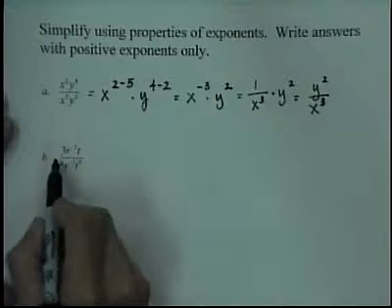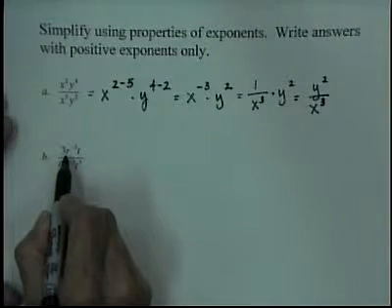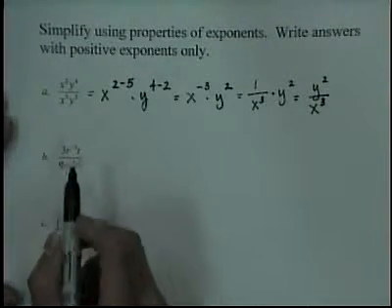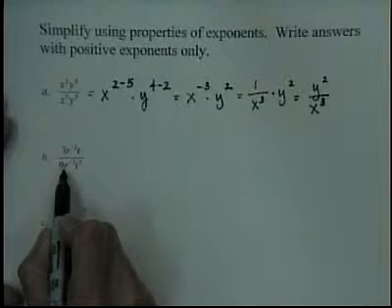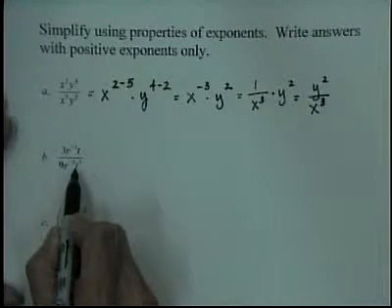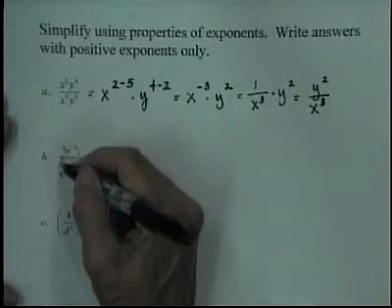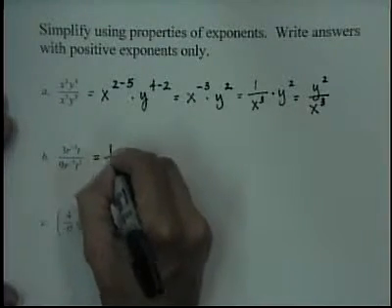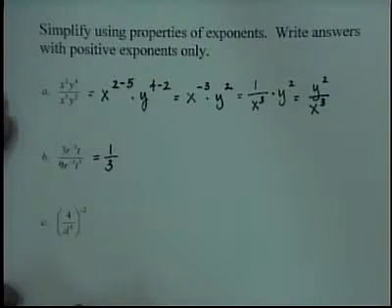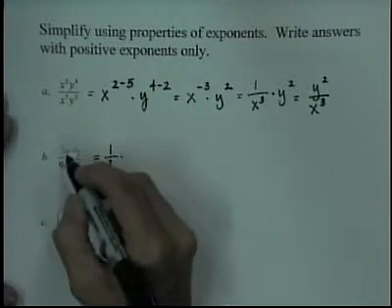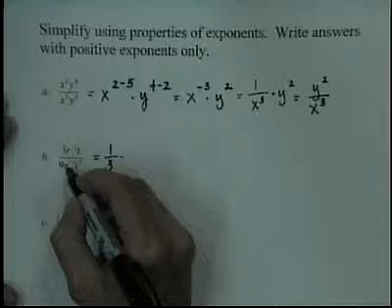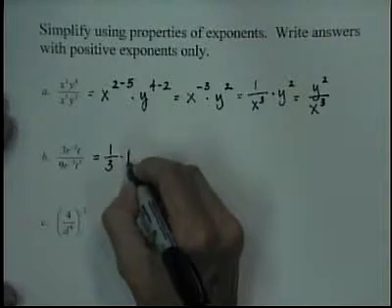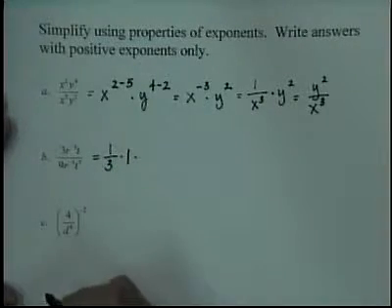Our next example reads 3r to the negative 3t over 9r to the negative 3t to the 5th. Again, we'll simplify numerator to denominator. 3 over 9 simplifies to 1/3. R to the negative 3 divided by r to the negative 3 simplifies to 1. Anything over itself is 1.